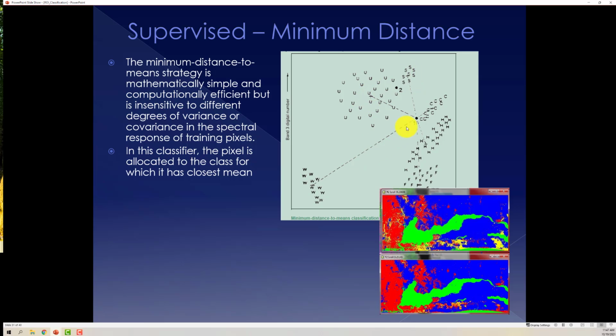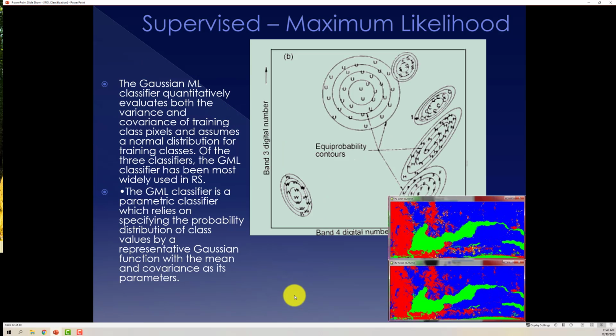And then the distance to the mean of all of the band capabilities or pixel capabilities within those bands. And so distance from a universal mean is used as a categorizing factor for putting pixels into similar spectral classes, which then translate into similar types of ground cover, in this case, the similar types of fields. So in this classifier, the pixel is allocated to the class for which it has the closest mean.